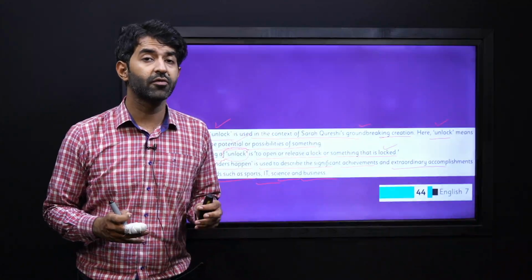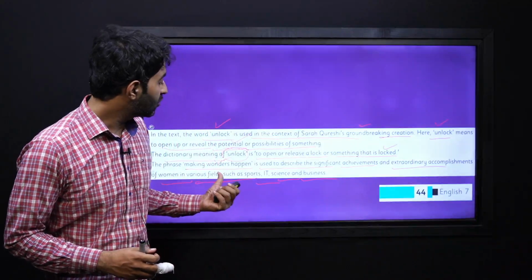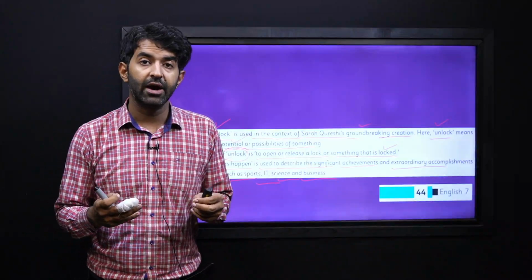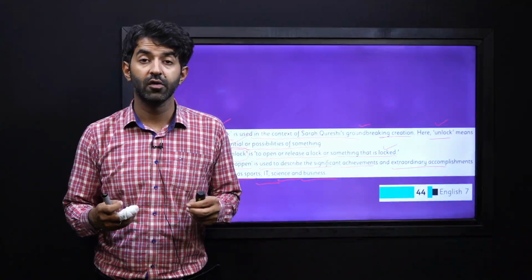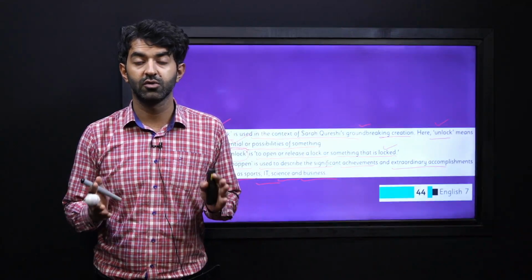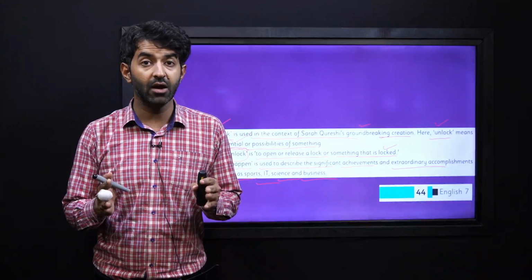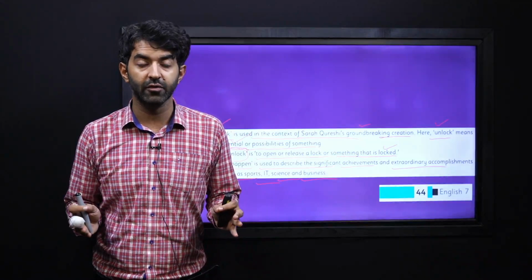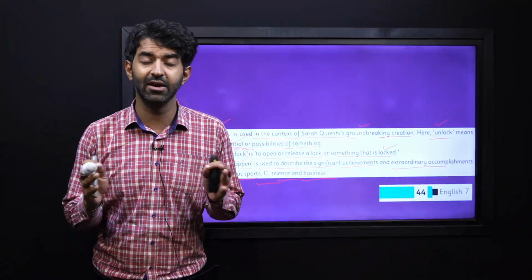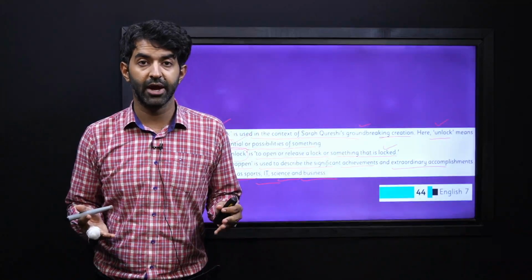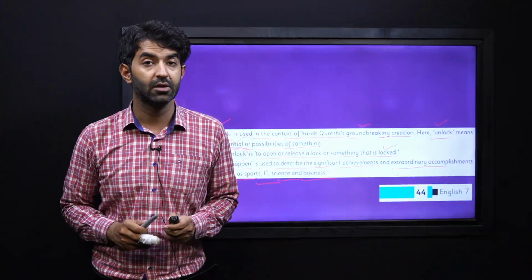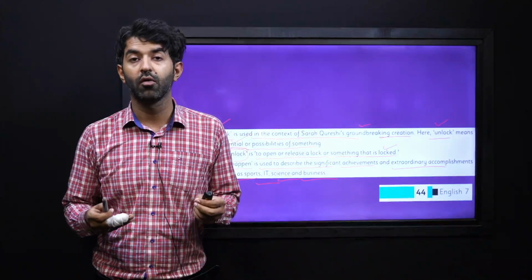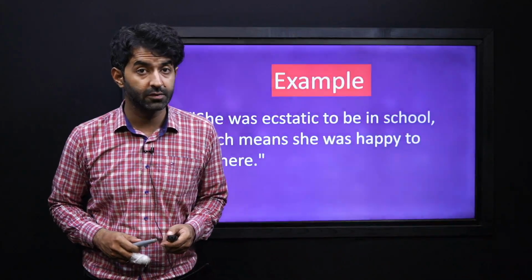So, here the phrase making wonders happen means that they are doing so many achievements and works that seem to be impossible. So, the phrase here means that according to the whole context. So, you have to read the whole sentence, sometimes the whole paragraph, in order to unlock, in order to identify that hidden phrase, that unknown word or phrase.